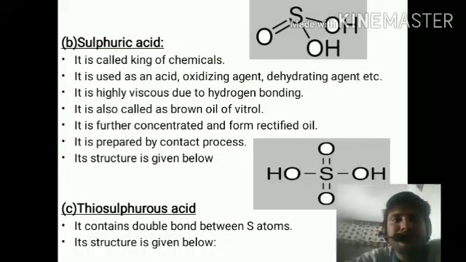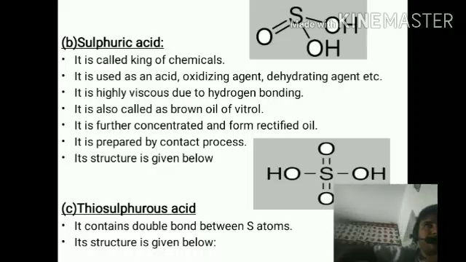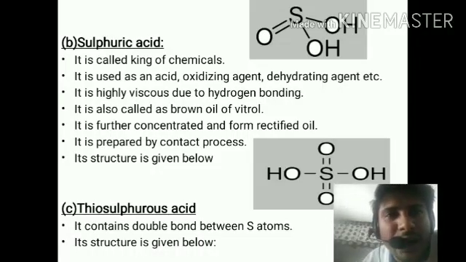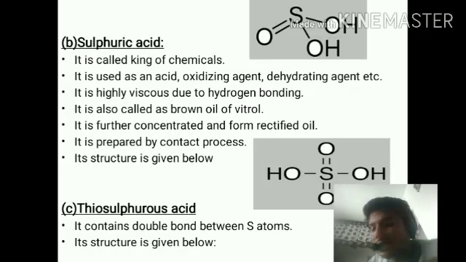Now sulfuric acid. It is called the king of chemicals, and it is used as an acid, oxidizing agent, and dehydrating agent. The formula of sulfuric acid is H2SO4, and it is highly viscous due to hydrogen bonds. It releases a large amount of energy when mixed with water, and it is also called oil of vitriol, and when further concentrated it forms fuming sulfuric acid. It is prepared by the contact process. The structure of sulfuric acid is given.